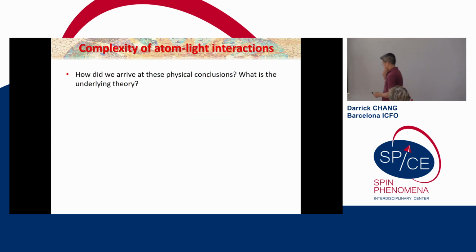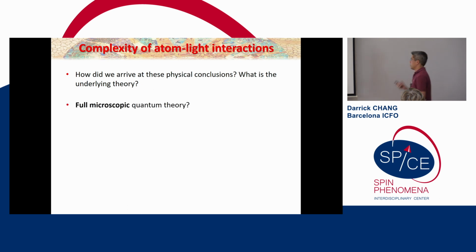So to try to figure out ways to potentially do better, the first thing that you should actually ask is, how do I arrive at these physical conclusions in the first place? And what is the underlying theory? If you're not from the field of quantum optics, you think of atom-light interactions or quantum electrodynamics as something very fundamental. Right? Maybe you write down Hamiltonians, you solve it exactly, et cetera. But then I'll try to convince you that that's not really possible.